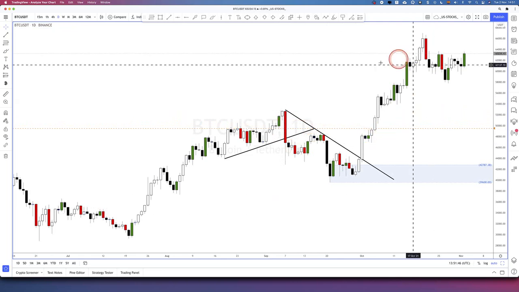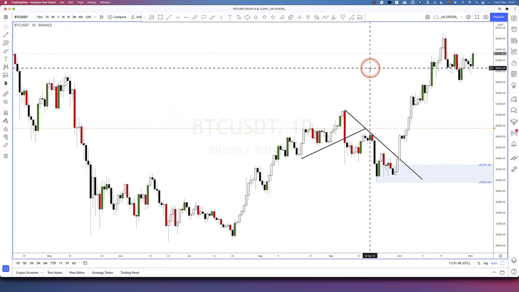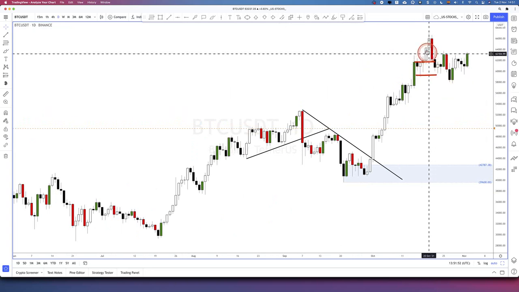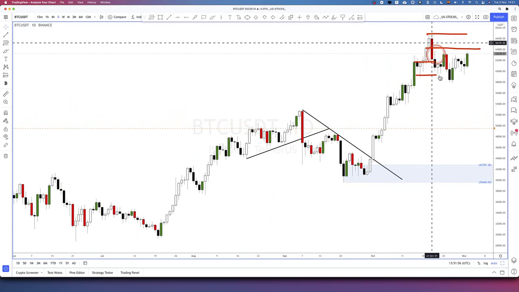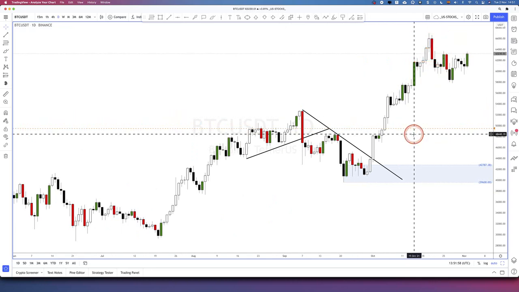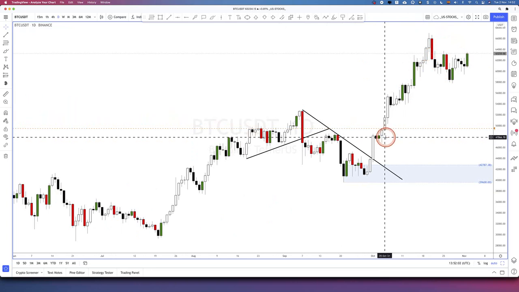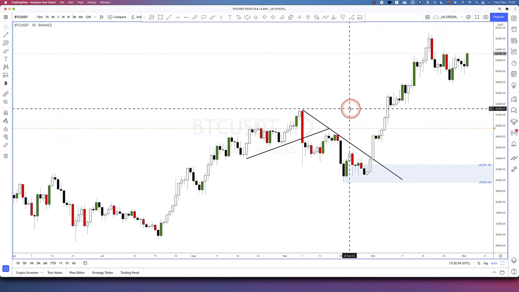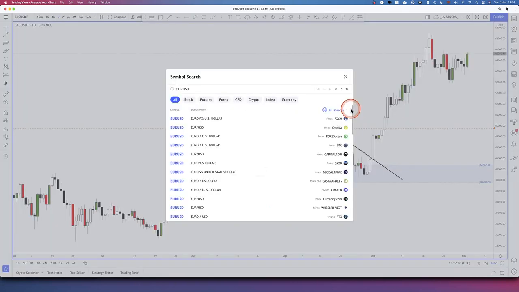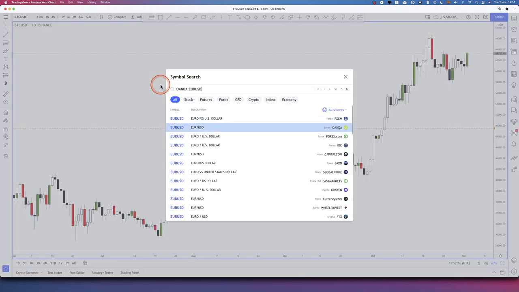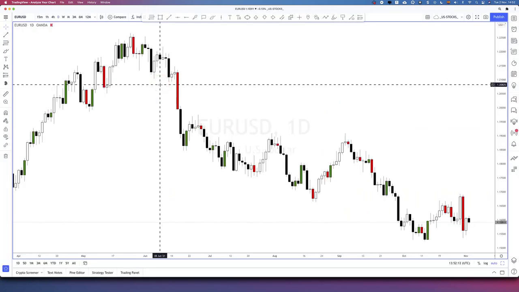Okay? So here we have all-time highs. New area of demand was created. Supply was responsible, that impulse was responsible for eliminating that area of demand. So demand eliminated, supply created. Okay? Let's take a look at euro dollar. I'm going to clean this. Euro dollar. We're going to do the same thing.